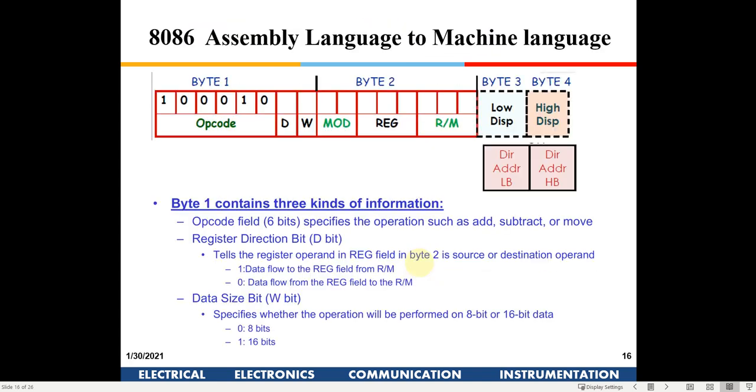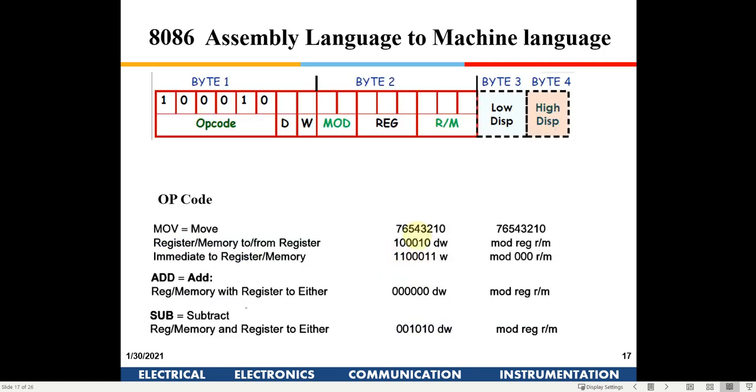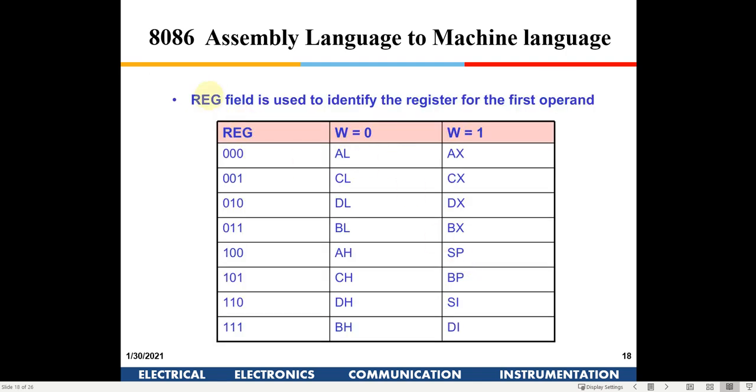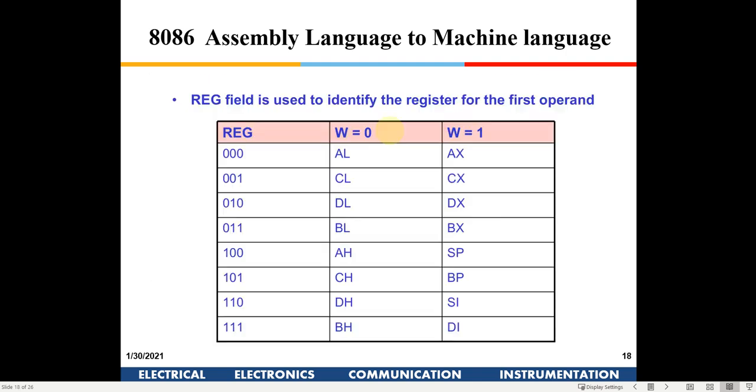Once we take up an example, I know you are all getting a little bit confused. Once we take up one example, everything will be crystal clear. Okay. So now in the register field, that is this register field, whenever we write, these are the codes. When W is equal to 0, 000 in the register field will mean AX. When W is equal to 1, 000 in the register field will mean AX, right. So these are all the possible combinations of register values, and for W is equal to 0, these are the registers, and for W is equal to 1, these are the registers.